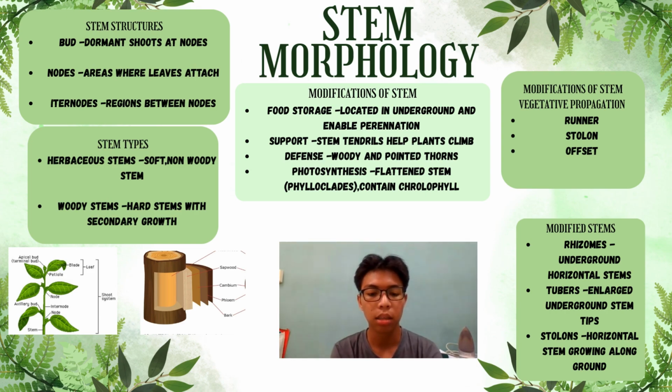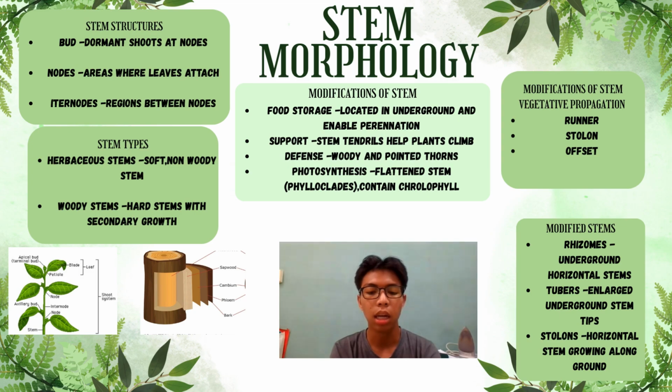And the last thing is photosynthesis. It flattens stems, or you can call it phylloclades. It contains chlorophyll. And the third thing of stem morphology is its modification of stem for vegetative propagation. There are three things. The first thing is runner, the second thing is stolon, and the last thing is offset.